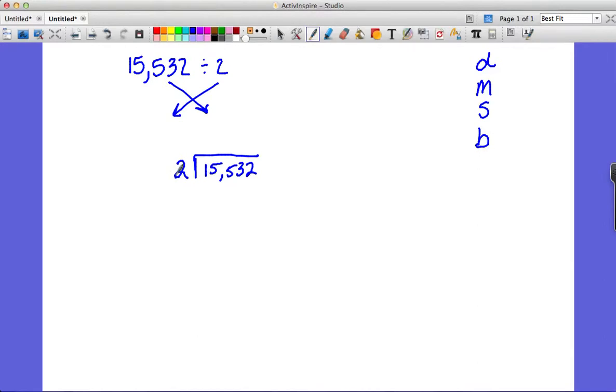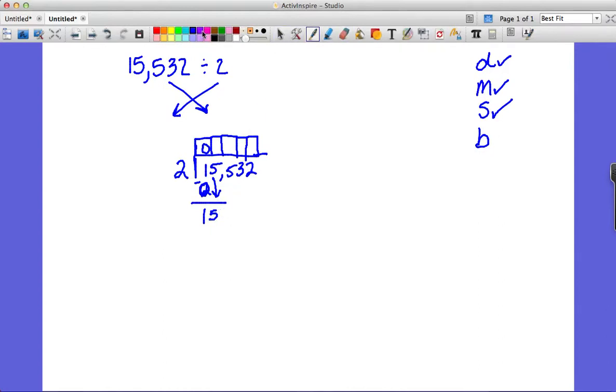So first I have to look at 1. How many times can 2 go into 1? We know that the answer to that is 0. Okay, and putting up boxes might help you keep your numbers in order, so I would suggest doing that. So 2 goes into 1 0 times, so that's my divide. 0 times 2 is 0. That's my multiply. And then I have to subtract, so that's 1.